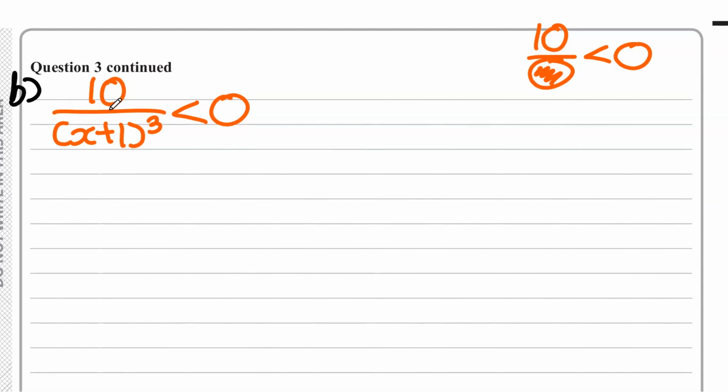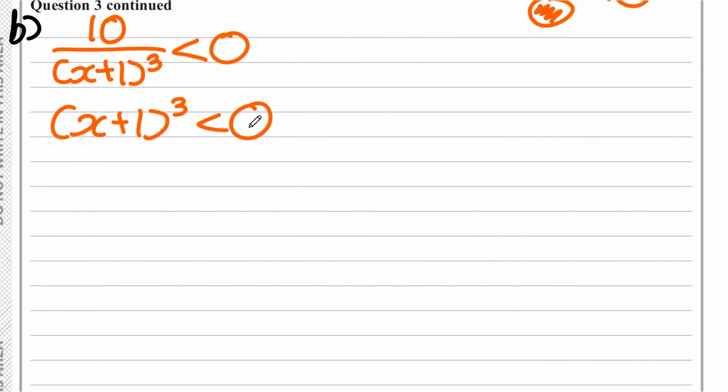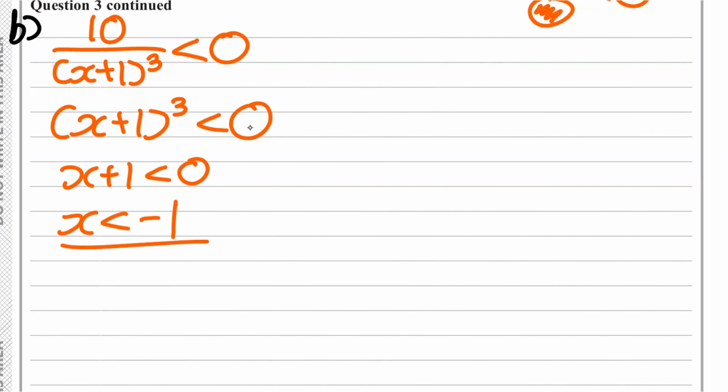So therefore, in order for 10 divided by something to be negative, this denominator here, x plus 1 to the power of 3, needs to be negative, so it needs to be less than 0. And we can work with this here. If we cube root both sides, we get x plus 1 is less than 0, and move this plus 1 to the other side, so we get that x is less than minus 1. And this here is the answer. The range of values of x for which dy over dx is less than 0 is where x is less than minus 1.